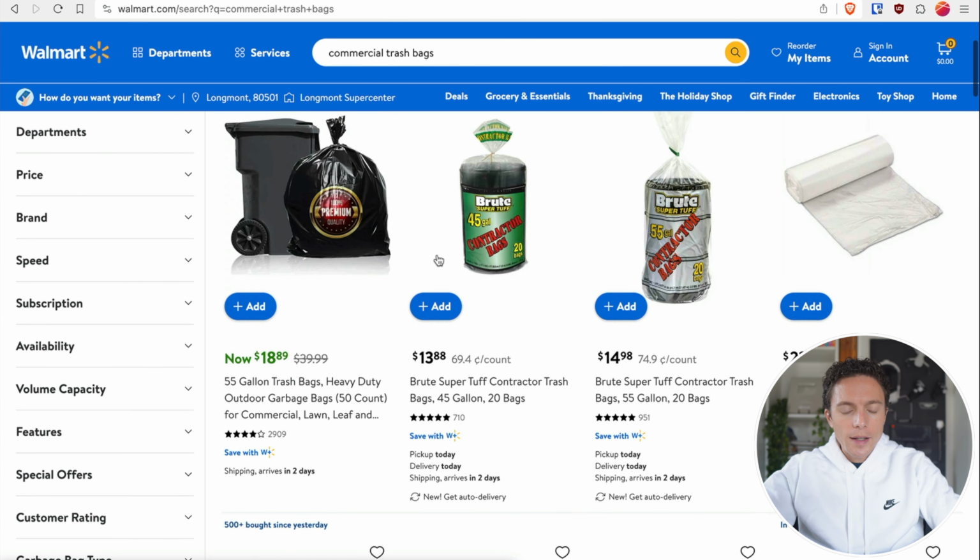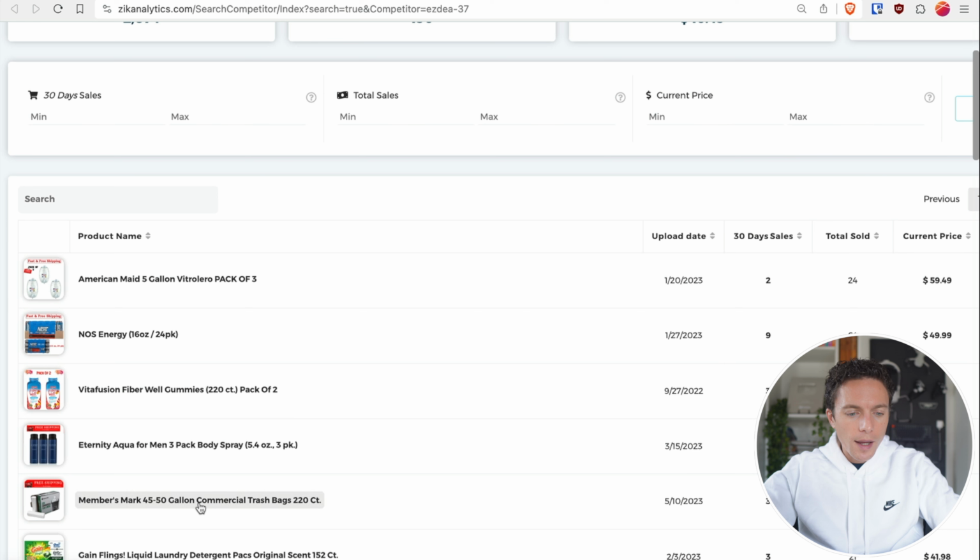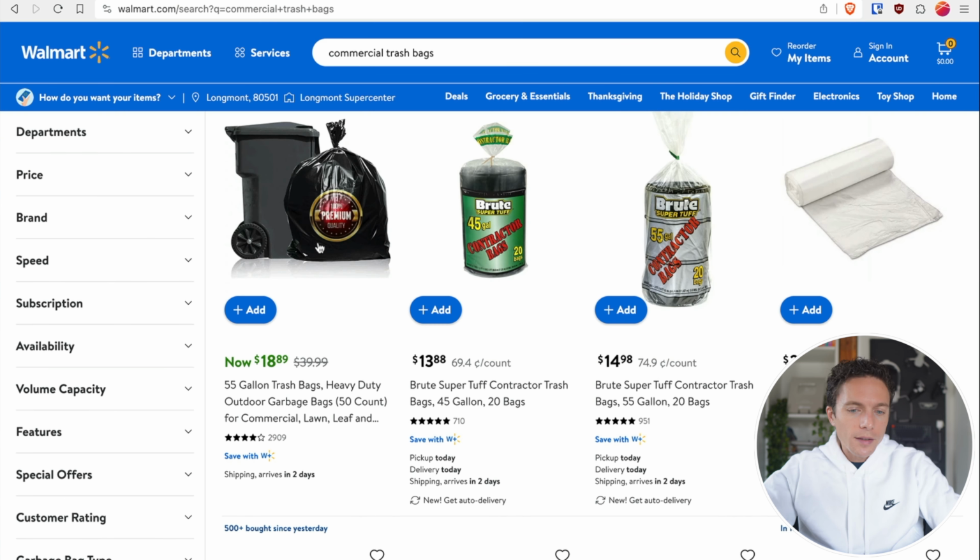Okay, so these right here, this is $19. After shipping, it's going to be about $25 or so. They're 55 gallons, 50 count, which is the same as this, but a lot less money. So you can definitely sell these at the same price, $42.95, and still make a profit, even though we don't get free shipping on this.